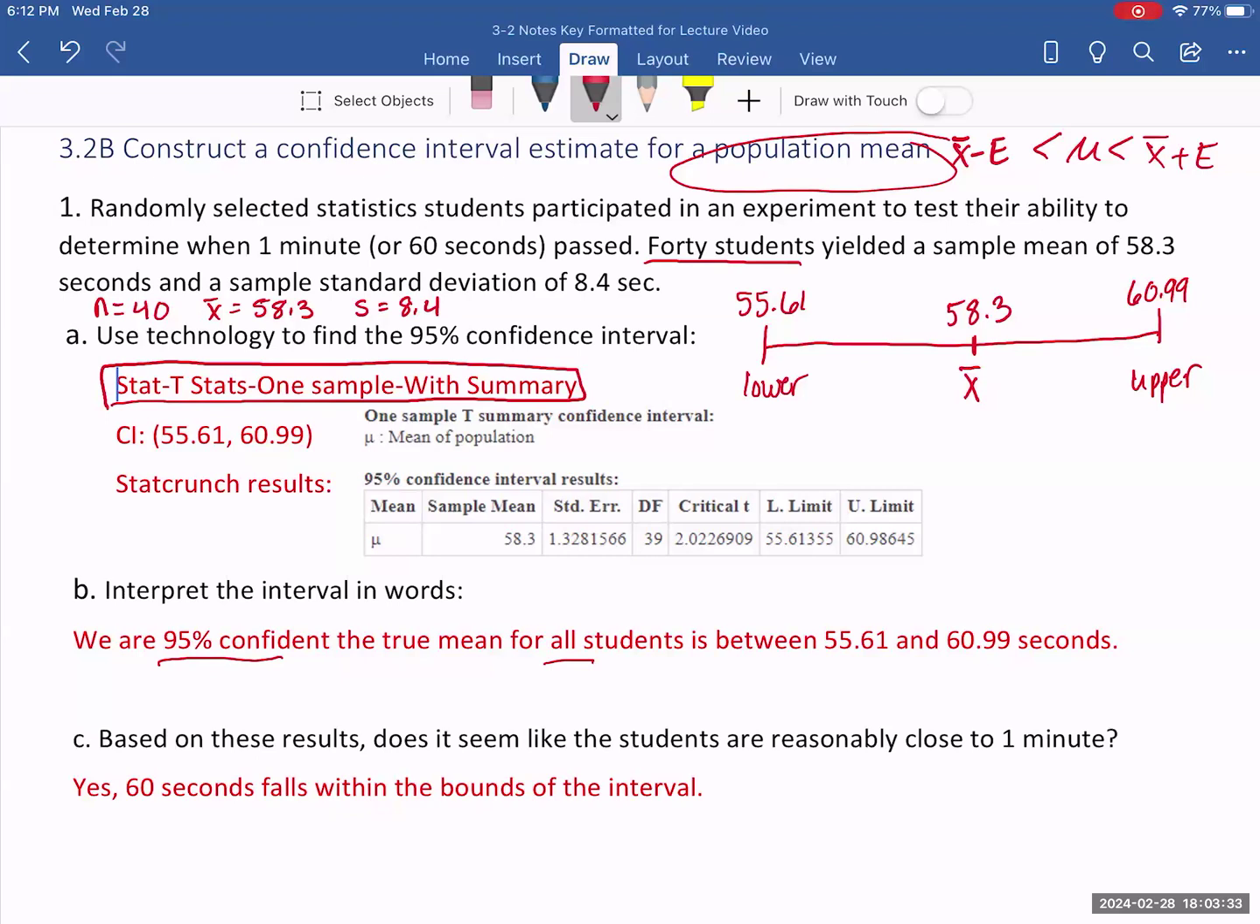I like this next question. Based on these results, does it seem like the students are reasonably close to 1 minute? Well, 1 minute is 60 seconds, and 60 seconds is in our interval. So yeah, it does seem reasonable.